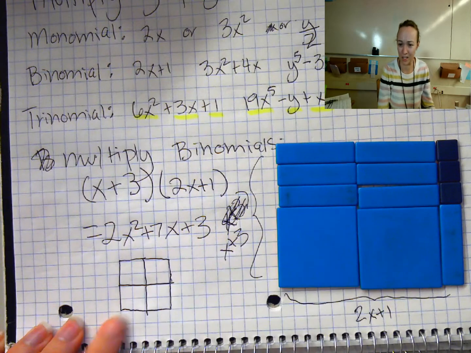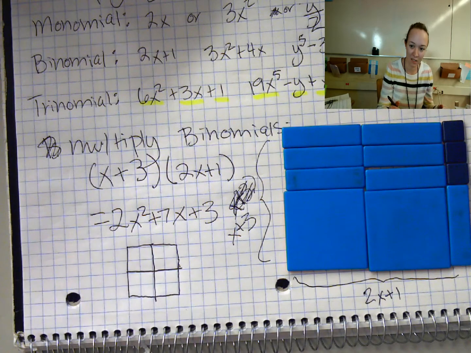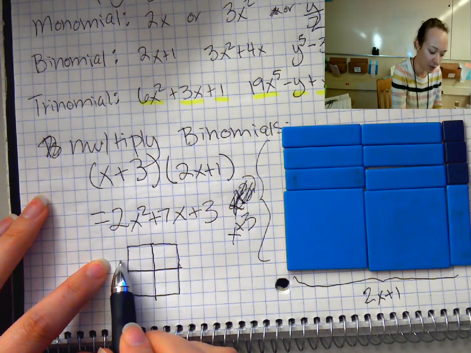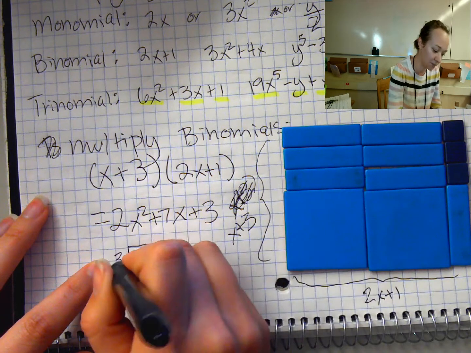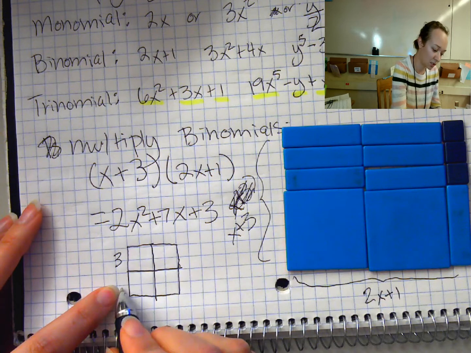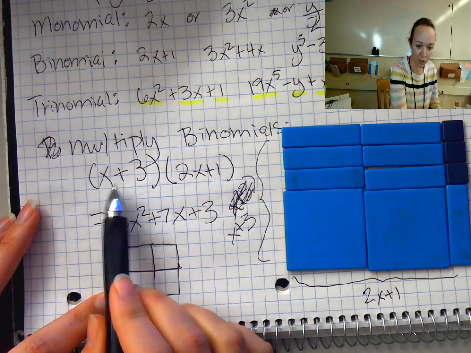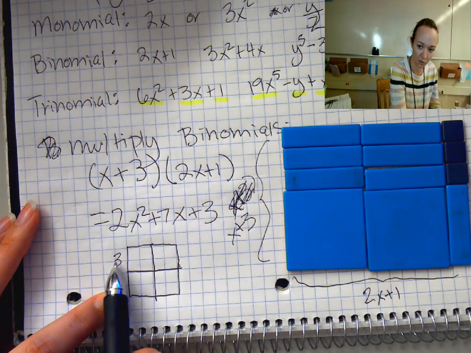I'm going to draw it like it's a square, even though I know this isn't actually a square. And then I'm going to label the sides. So I'm going to say that this part right here is going to represent that 3 there. So I'm going to label it as 3. This side right here is going to represent the x. I know these numbers because I'm looking up here. I'm looking at x plus 3. And I'm putting the x here and the 3 here.